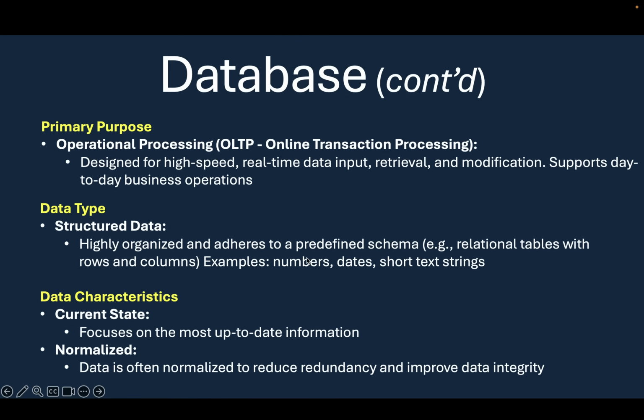So in the back end, you will have a predefined schema that will be storing the data. For example, a customer ID or an order ID, all of those fields or columns are already predefined, and whenever you purchase an item, by default the data gets stored within that column. In terms of data characteristics, since this is operational data, it will store and capture the current state of your data. It focuses on the most up-to-date information, and it's also normalized. Data is often normalized to reduce redundancy and improve data integrity.